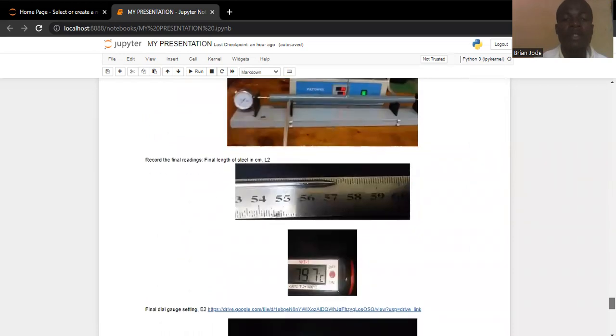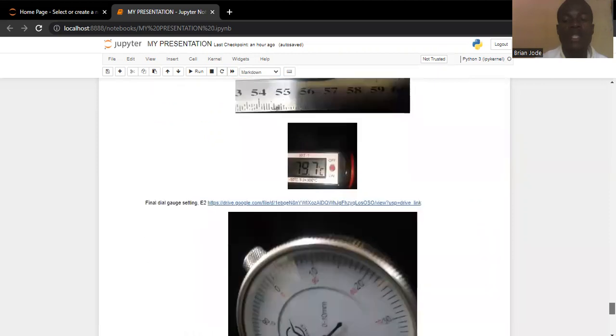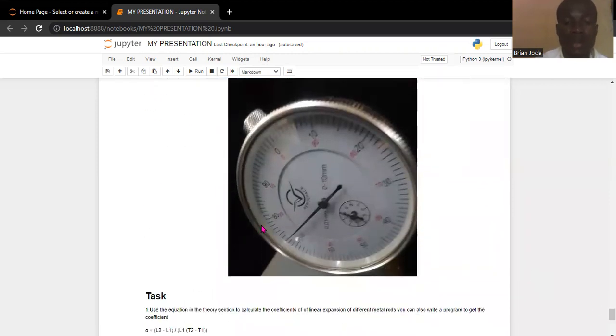So the final readings will be recorded as L2, that's the length of the steel in centimeters, as indicated here. T2 is the temperature of the steel, that's the final temperature. And of course, E2, that is the final dial setting of the steel as it will be indicated here. Then the student is expected to do the analysis and come up with conclusions that reflect the objective of the study.